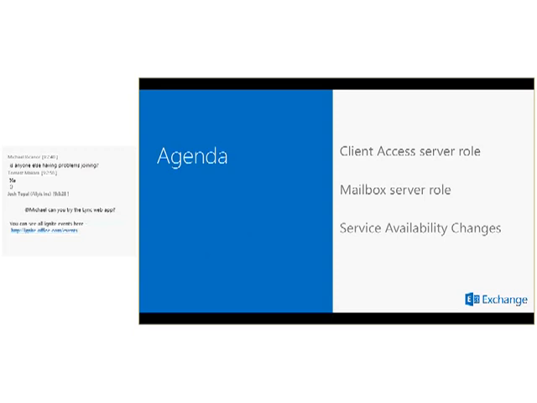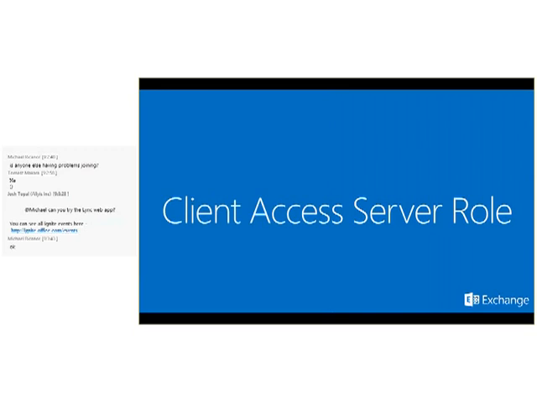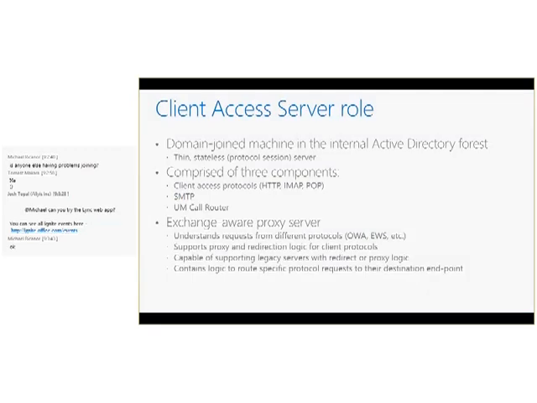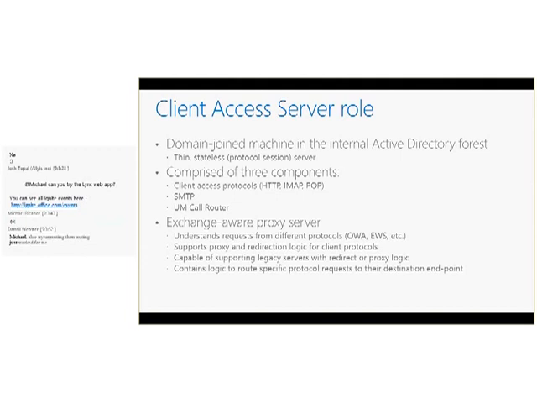So to start off, we'll hit up the client access server role, or the CAS, as we all love to call it. It is still a domain joined machine in your internal Active Directory forest. We do not support the client access server role being out in a perimeter network, or DMZ if you want to call it, that is joined to a different Active Directory, perhaps a management forest from your other Exchange servers. They must still be in the same forest as your mailbox servers.